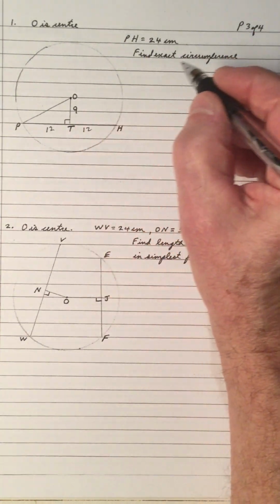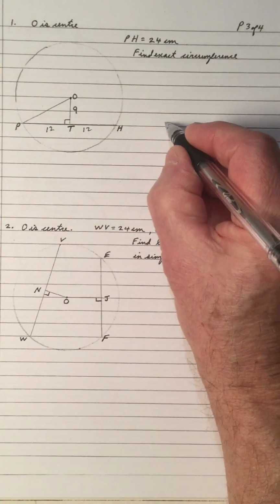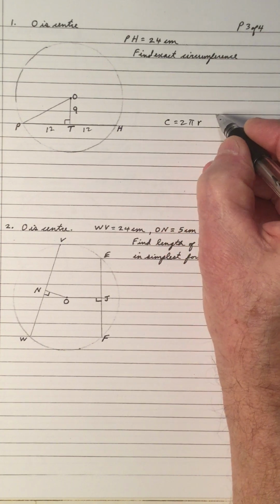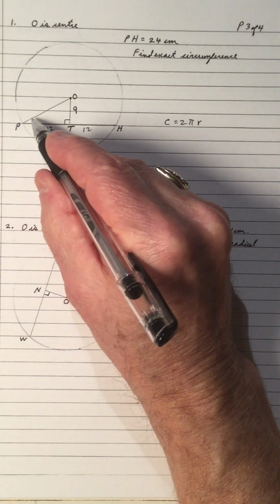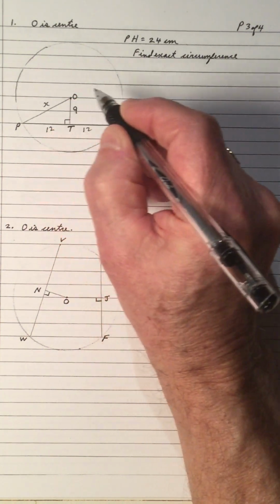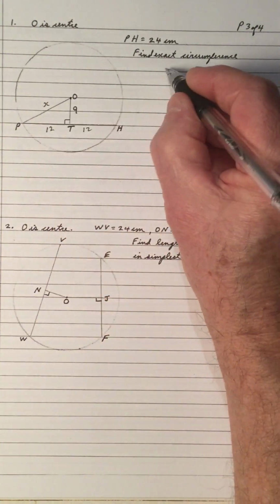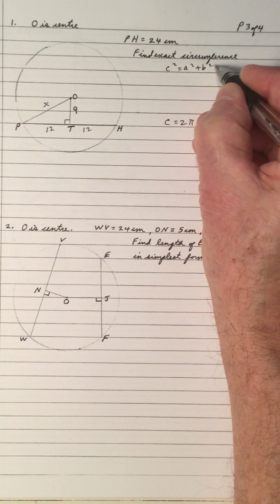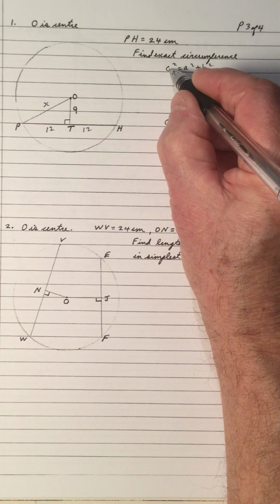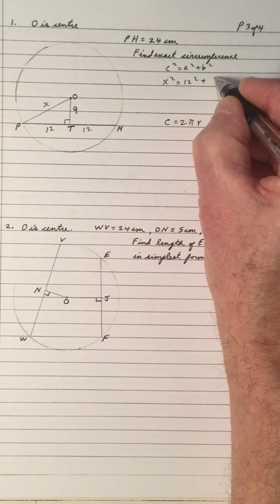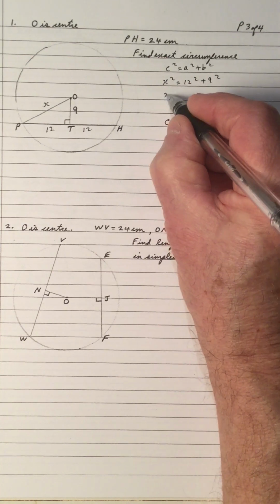So the circumference of a circle is 2 pi r, radius. So we need to get the radius, which means we need to get the length of OP. Let's call OP x. Because we have a right triangle, that means c squared is a squared plus b squared. c is the hypotenuse, which is the x. a and b are 12 and 9.